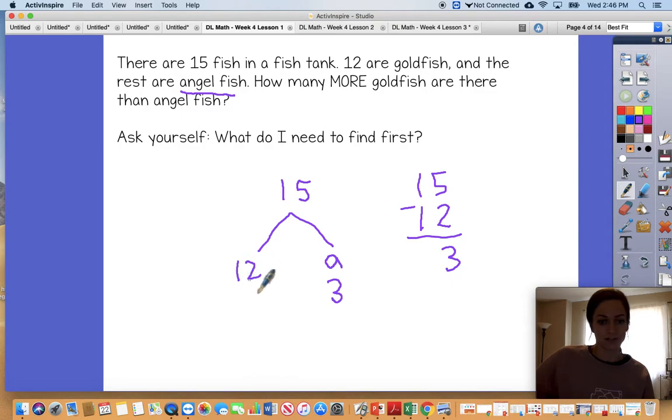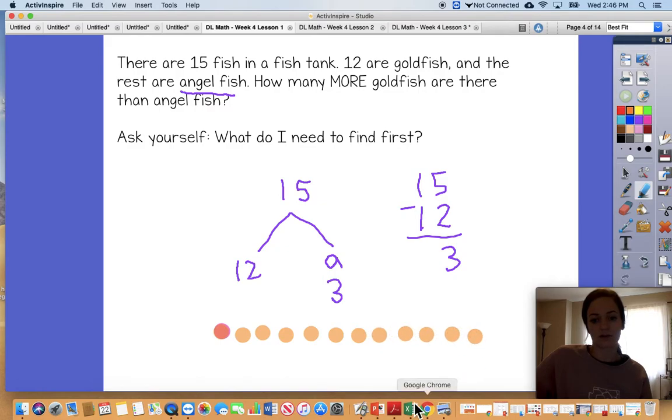Well, here's our goldfish. There's 12 goldfish and 3 angelfish. How many more goldfish are there than angelfish? Now, we could use a couple strategies. Here's one way we could do it. We could say, okay, here's my goldfish. I'll make them gold. 1, 2, 3, 4, 5, 6, 7, 8, 9, 10, 11, 12. And here's my angelfish. 1, 2, 3.